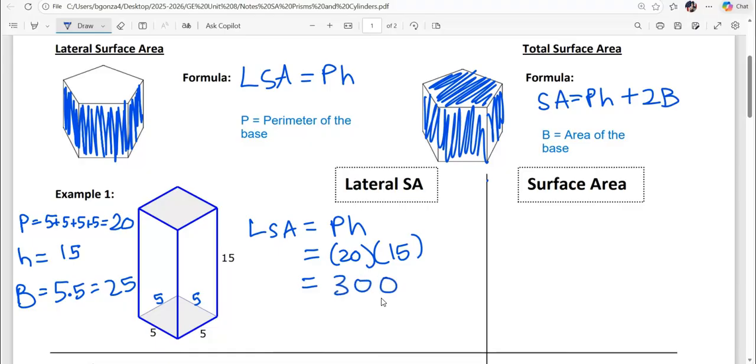Ta-da! Not bad, right? We can do that. And what about surface area? SA. Remember, the implied thing here is that it's total, so it's going to be pH plus 2B.